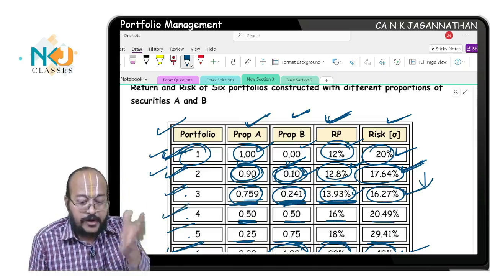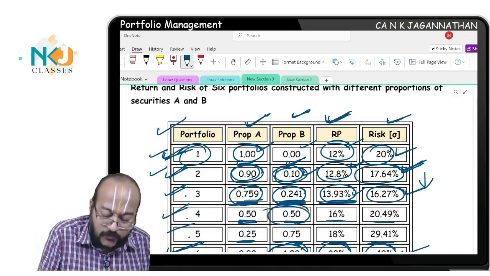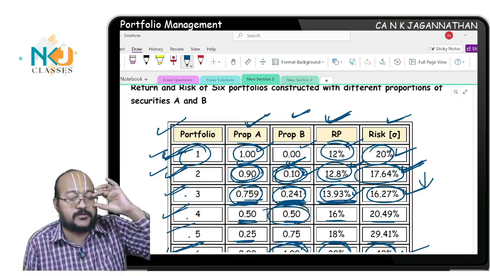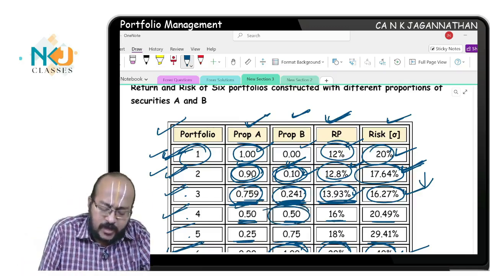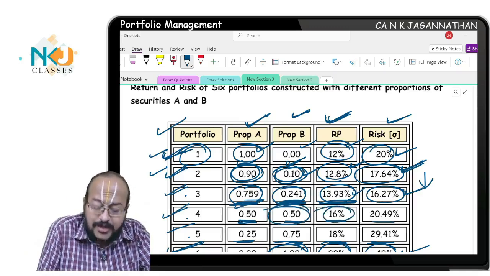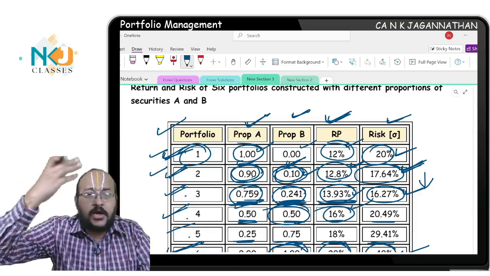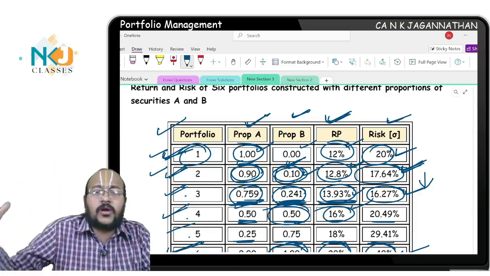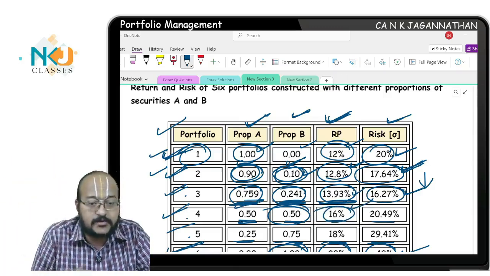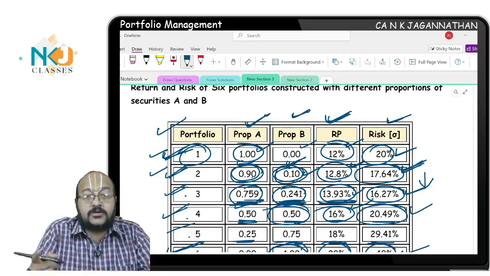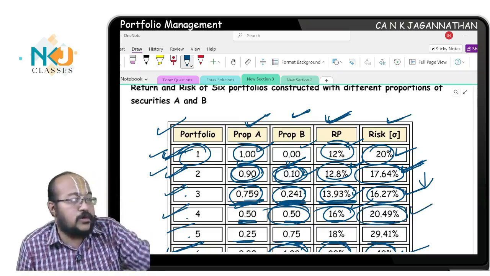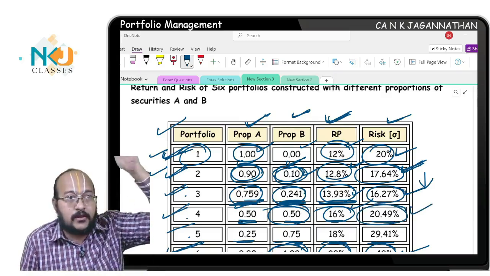I get a little more greedy and I inject 50% of my money into security B and 50% into security A. Now what happens? The return increases. There is no surprise. Obviously, if you include a high return, high risk security, return will increase. But to the contrary, what happened? The risk is also increasing. It took a U-turn at this moment.